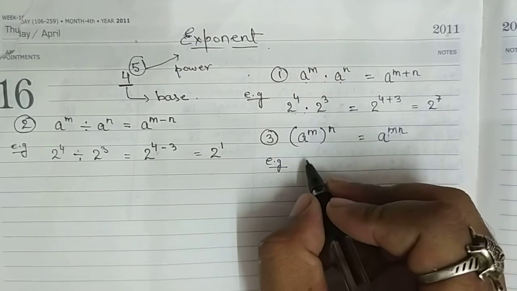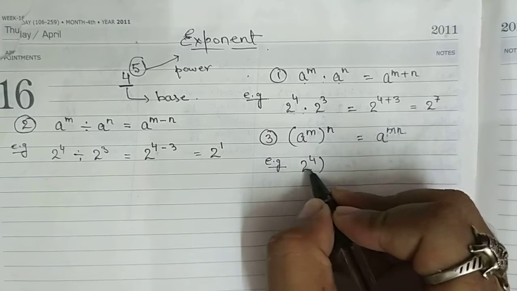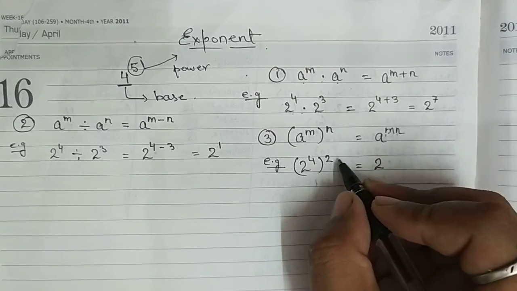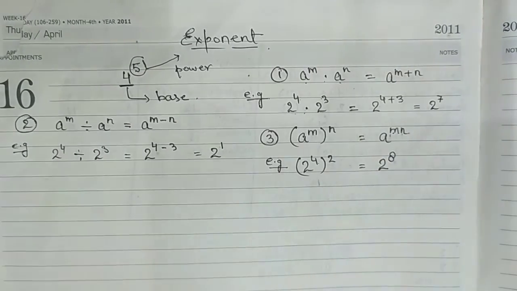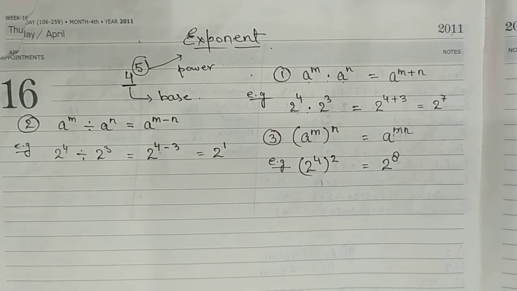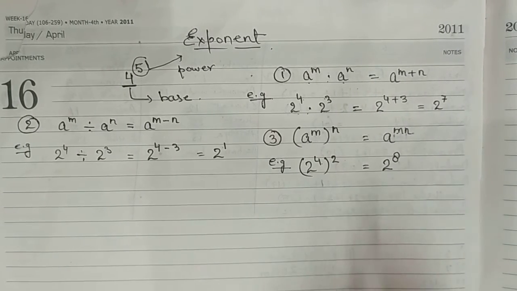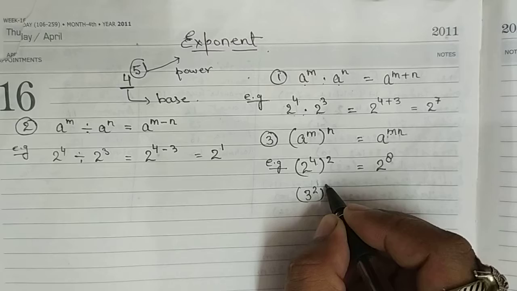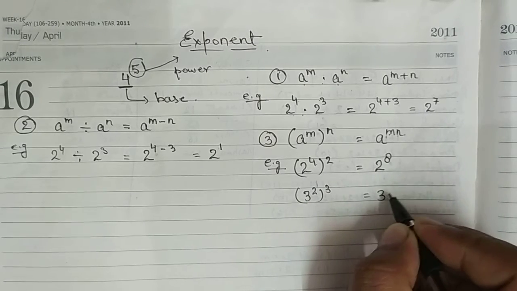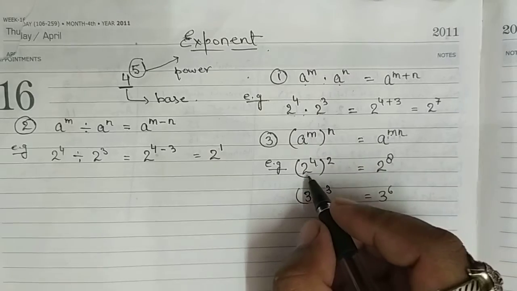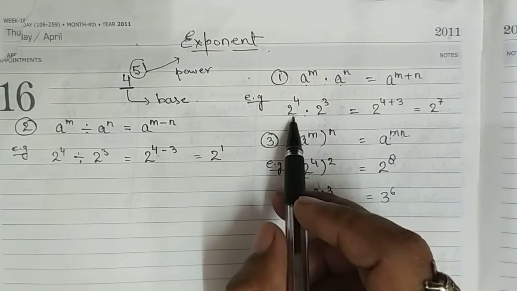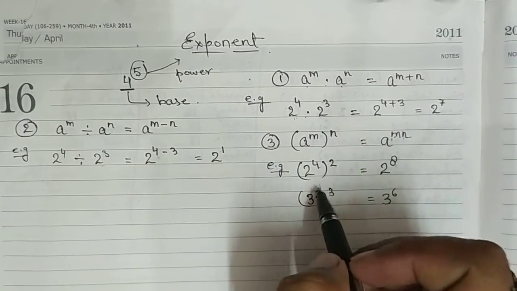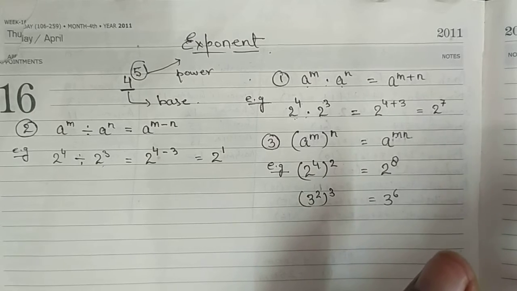understand. 2 to the power 4, whole 2. Now what we can do? 2 to the power 4 into 2, that is 2 to the power 8. We can take another example also. For example, 3 to the power 2, whole 3. Then 3 to the power 6. Base can be any, but you have to see that bases should be equal in the first two rules, but in the third one you are seeing how it has been applied.